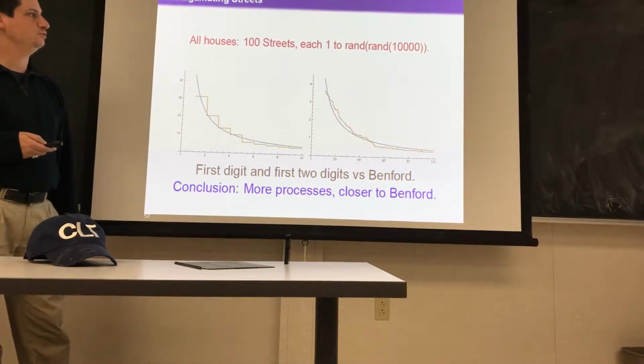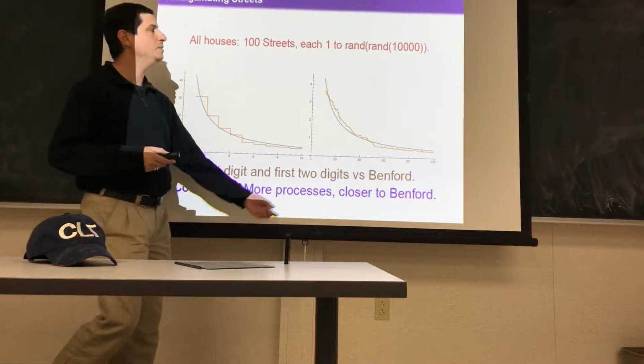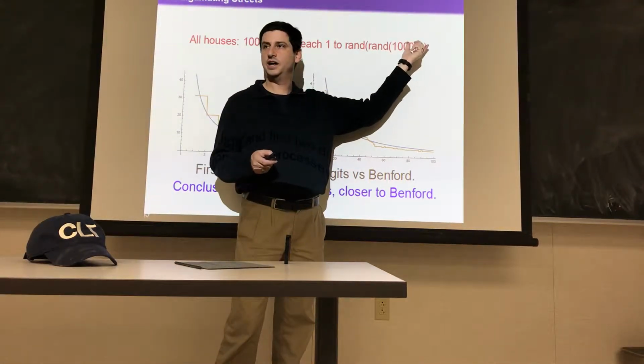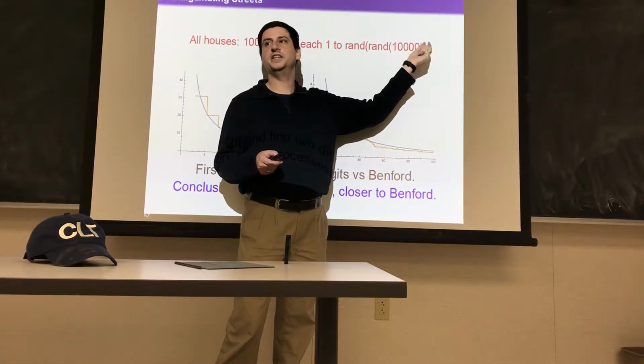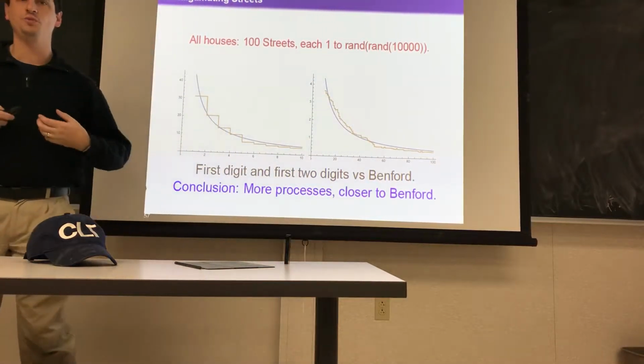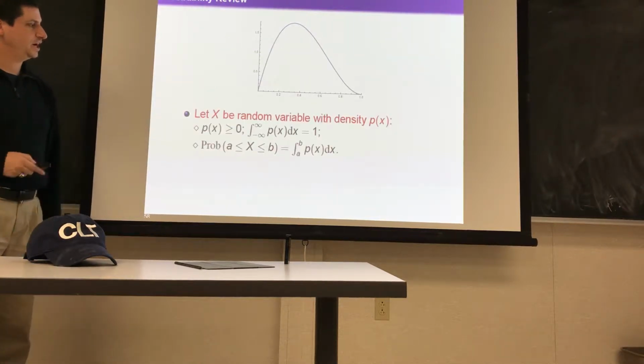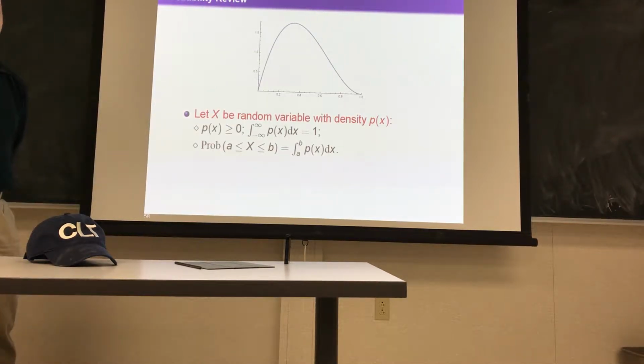I can do random of random 10,000. And it's even closer to Benford. Yes. What does that mean, random? So I choose the number randomly from 1 to 10,000, and then let's say I chose 58. Then I would choose a number randomly from 1 to 58. Okay. And so the more times I iterate this, the more randomness I have in the process, the closer it is to Benford.